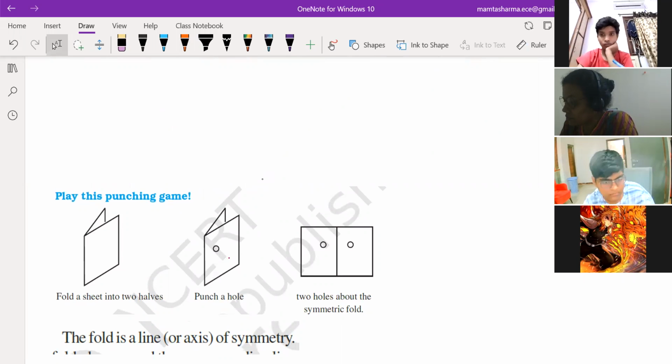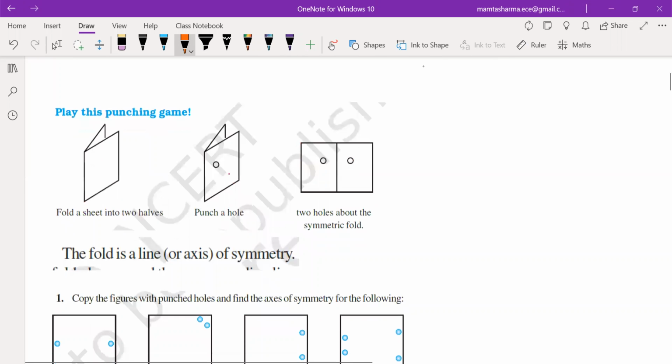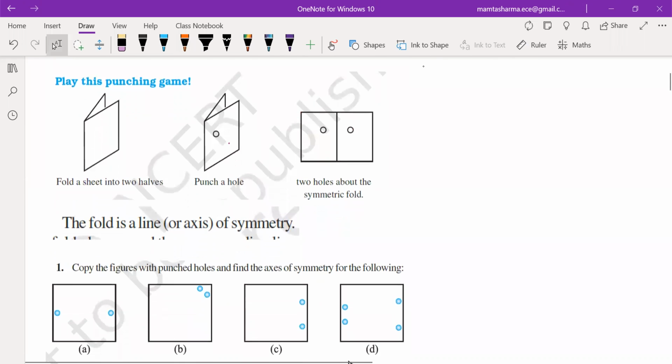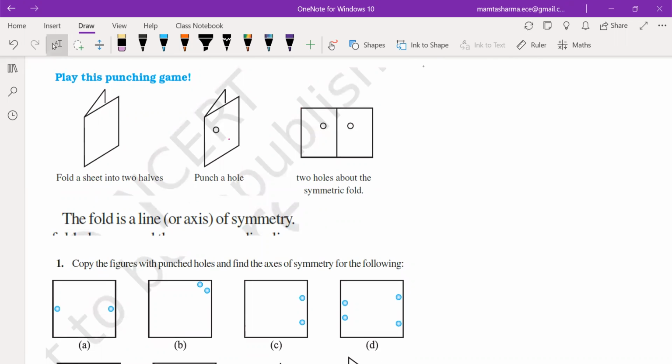See, you must have seen the punching machine, right? Okay. What does it do? It makes the hole in the paper. Now, if you keep a single paper inside the punching machine, you will get 2 holes. Okay, at a time it can make 2 holes.